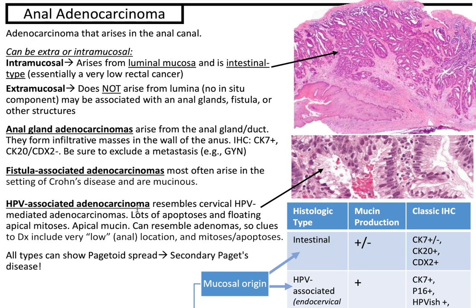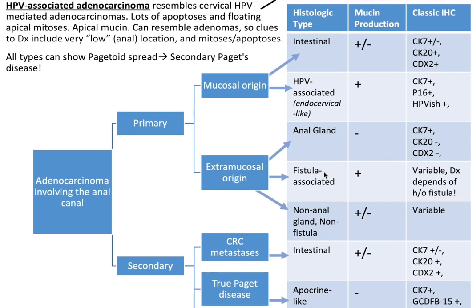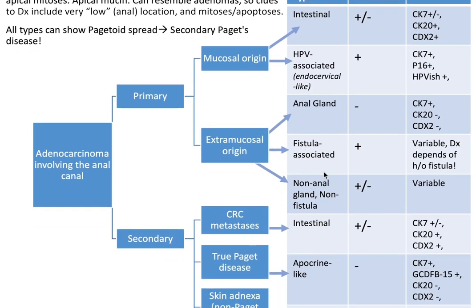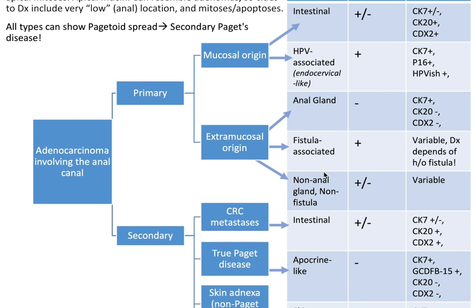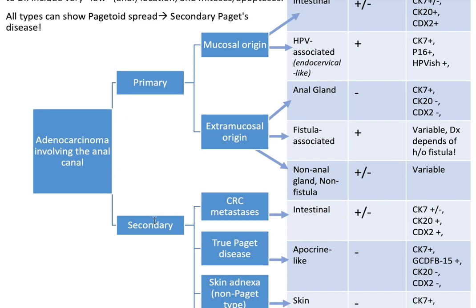HPV-associated adenocarcinomas resemble cervical HPV-mediated adenocarcinomas. You have lots of apoptoses and floating apical mitoses. You'll have apical mucin, can resemble adenomas, so clues to diagnose include very low anal location and mitoses/apoptoses. All types mentioned can show pagetoid spread, meaning it's by definition then secondary Paget disease. So adenocarcinoma involving the anal canal can be primary or secondary.